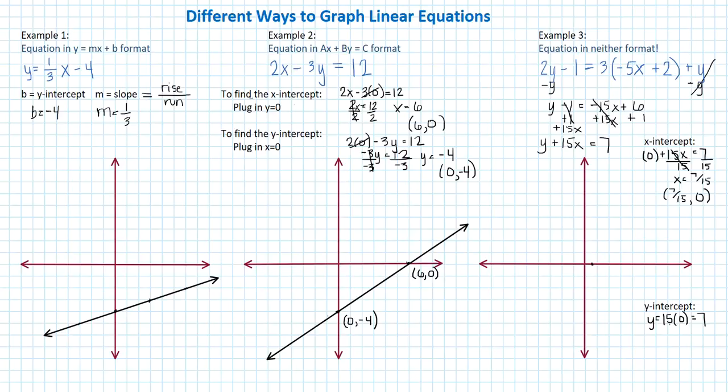And for the y-intercept, we plug in x equals 0. And this is supposed to be a plus here. So the 15 times 0 cancels, and we get y equals 7. And so we have another point at 0, 7. That is here. And so here's our line for this equation.